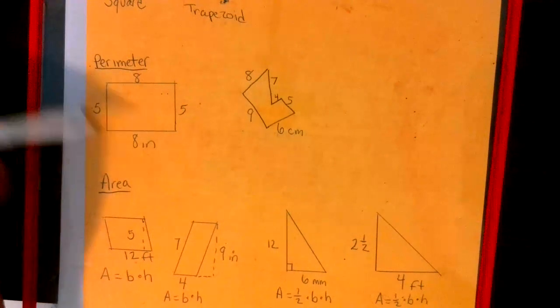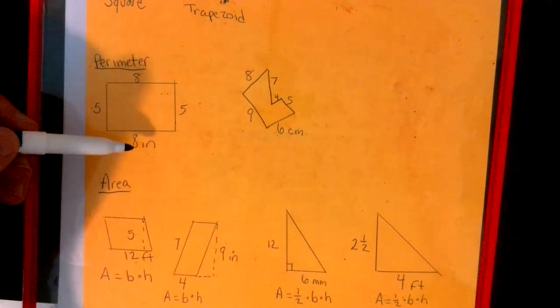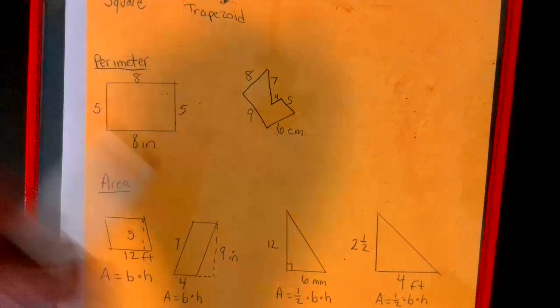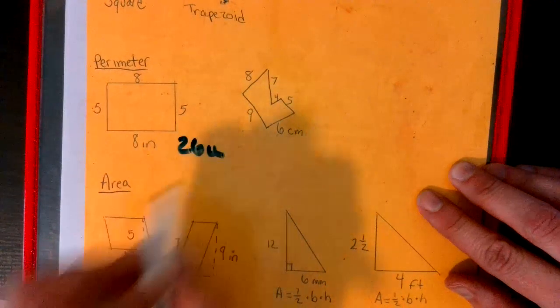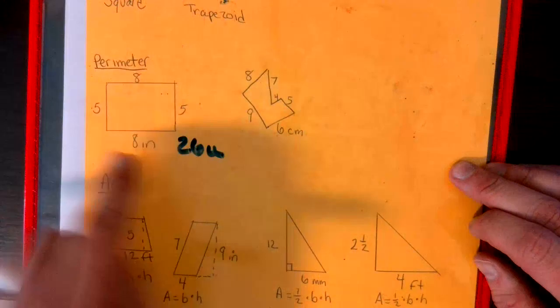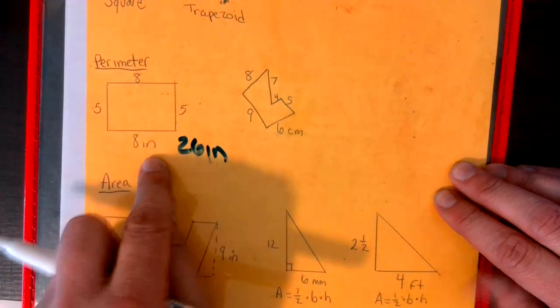It's like, think of a fence going around the outside of your yard. This would be 8 plus 8 plus 5 plus 5. The perimeter would be 26 units. Now, if it had, this is not units, sorry, this is inches.